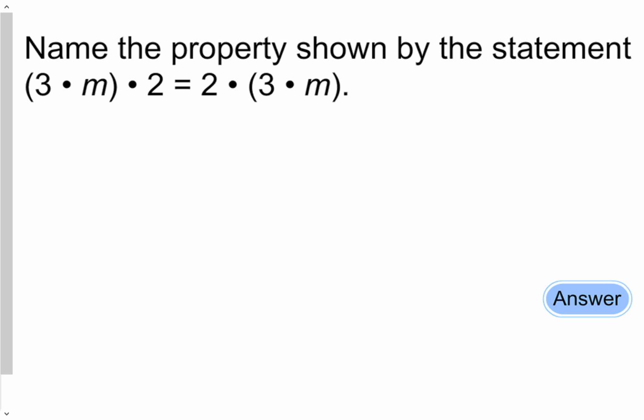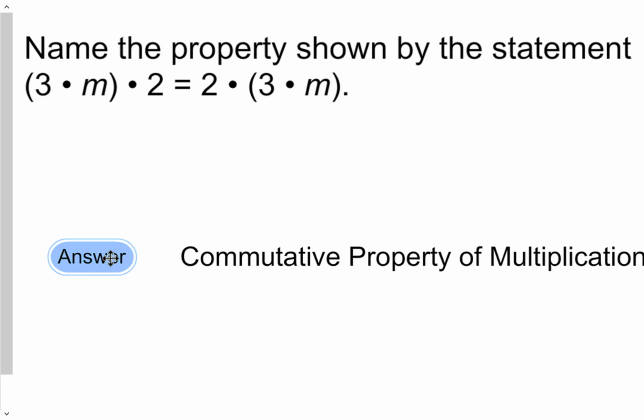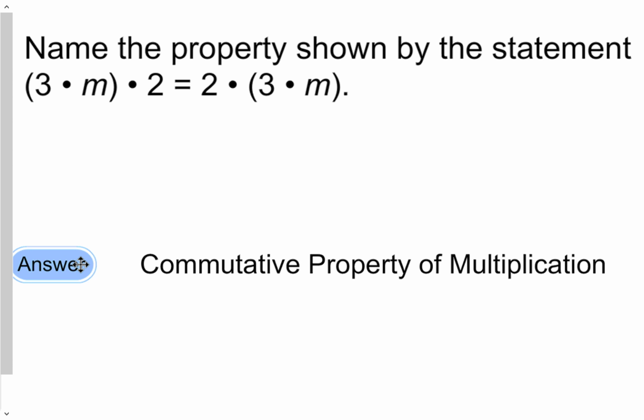Here's the next example. Name the property shown by this statement. 3 times n times 2, and 2 times 3 times n. The first thing that draws my eyes is the grouping. The grouping remains the same on the left side and on the right side. The only difference is the order in which the numbers are being multiplied. Here we're multiplying times 2 at the end of the statement. Here we're multiplying times 2 in the beginning. So this answer is the commutative property of multiplication.